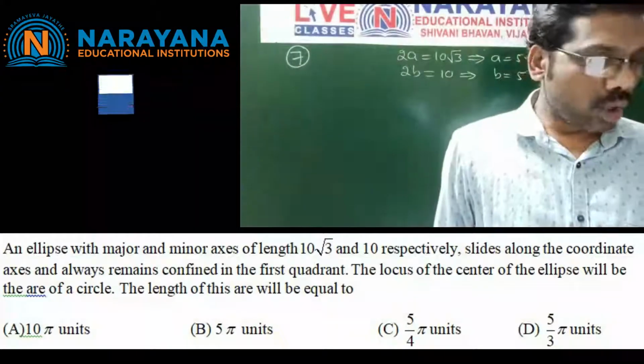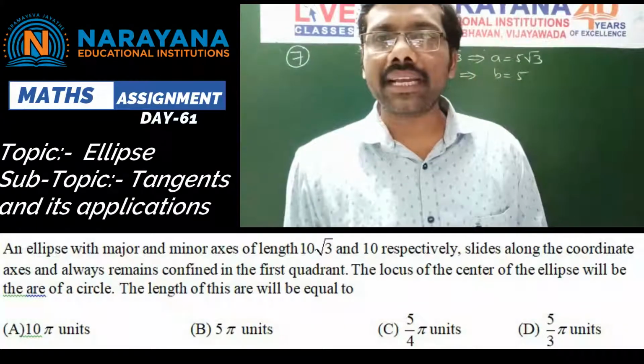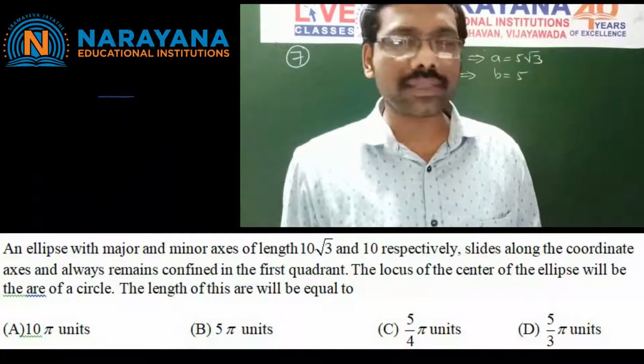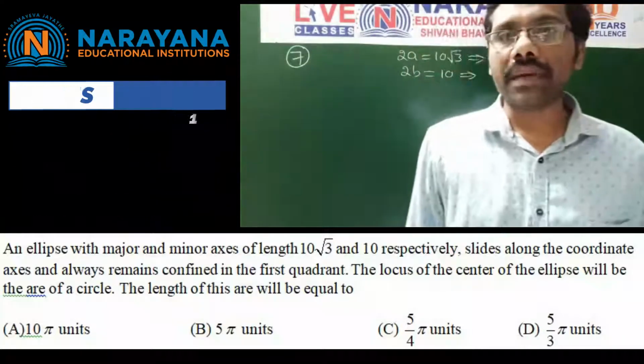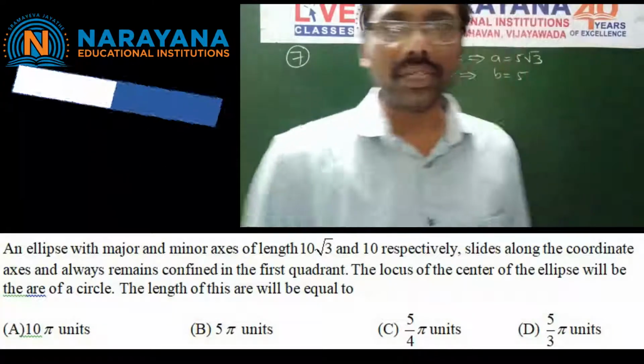The ellipse slides along the coordinate axes and always remains confined in the first quadrant. The locus of the center of the ellipse will be an arc of a circle. The length of this arc will be equal to what?